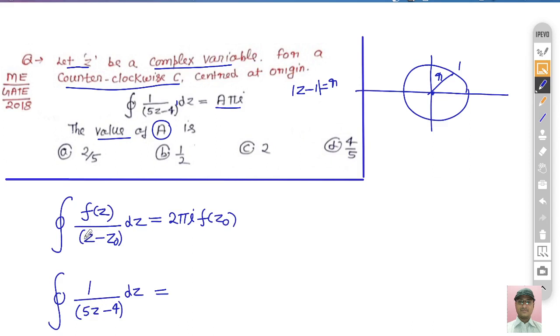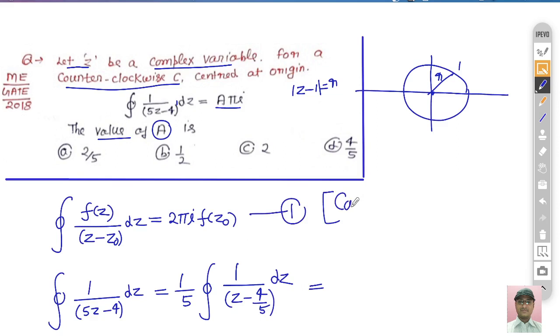Look here: z minus z0, and here 5z minus 4. So you have to take 5 outside, or you can just take it common, and now we get z minus 4 by 5. Now we can compare it, right. In place of z minus z0, the value of z0 is 4 by 5. So you can directly put this value by using the Cauchy integral formula.